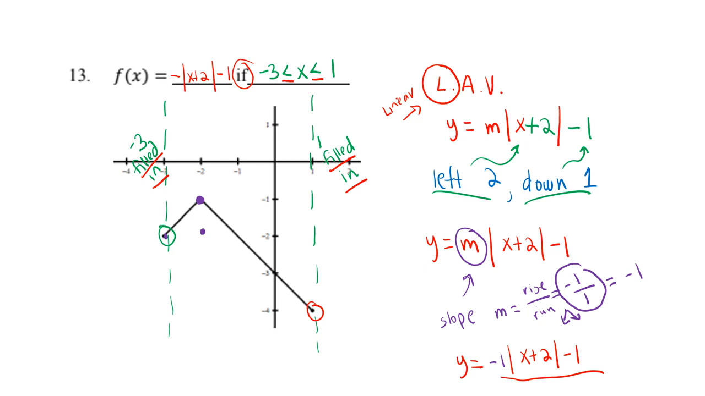So writing the equations just follows that process that we do for all of our equations, and then all we do is add in that restriction there at the end.